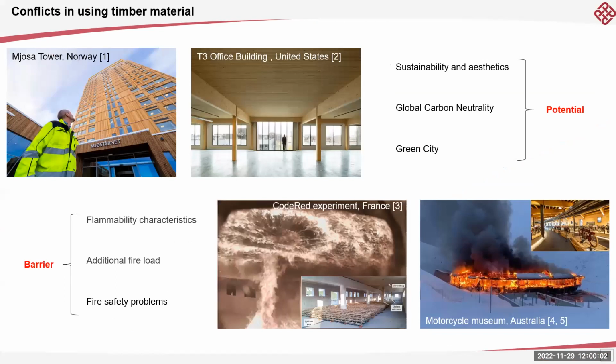As shown in the pictures on the structure, on the sustainability and aesthetics basis, timber can contribute to global carbon neutrality and green cities. However, the flammable characteristics will make timber elements an additional fire load and produce some fire safety problems. So therefore, there are some conflicts in using timber materials in constructions.